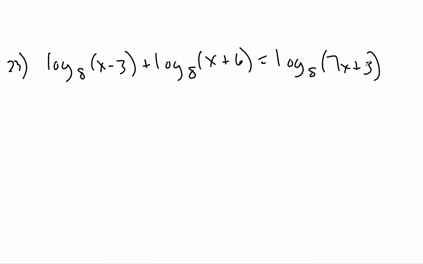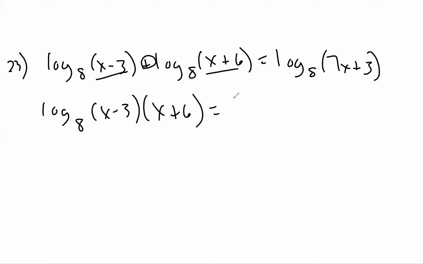Okay, so what's wrong with the way this problem is presented to us? We have to condense the first part. We have to condense, yes. So how are we going to do that? Since it's an addition problem, we're going to turn it into what? Times. Okay, so let's do that first. Since this is an addition problem, I know that these two things are going to be multiplied. So I will have log base 8 of x minus 3 times x plus 6, and that's going to equal log base 8 of 7x plus 3.